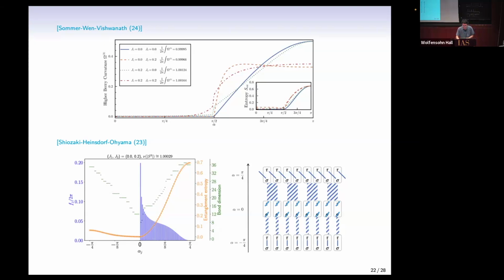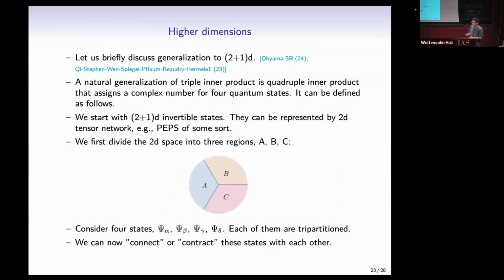So I just want to conclude by briefly mentioning a possible higher-dimensional generalization. It is a bit more complicated, and it has to be a bit schematic, so I'm sorry for this, but I'm happy to talk later for more details. So now we have a two-dimensional system, and possibly we could have a two-dimensional tensor network representing some correlated, short-range entangled state, for example, PEPS, okay?